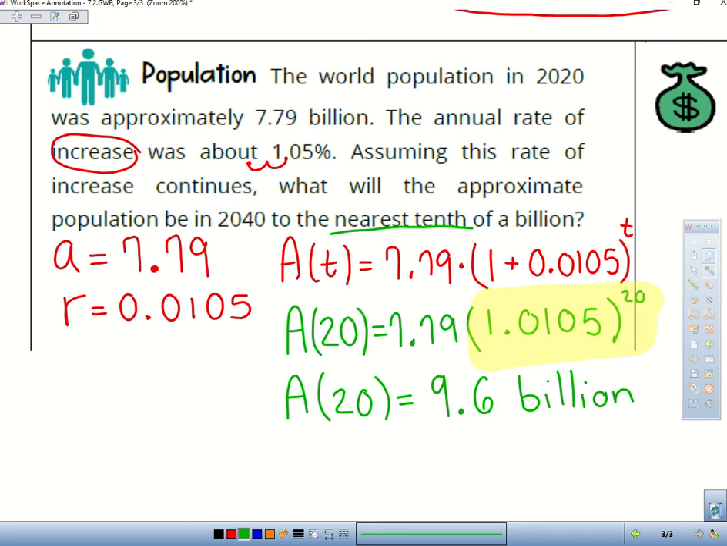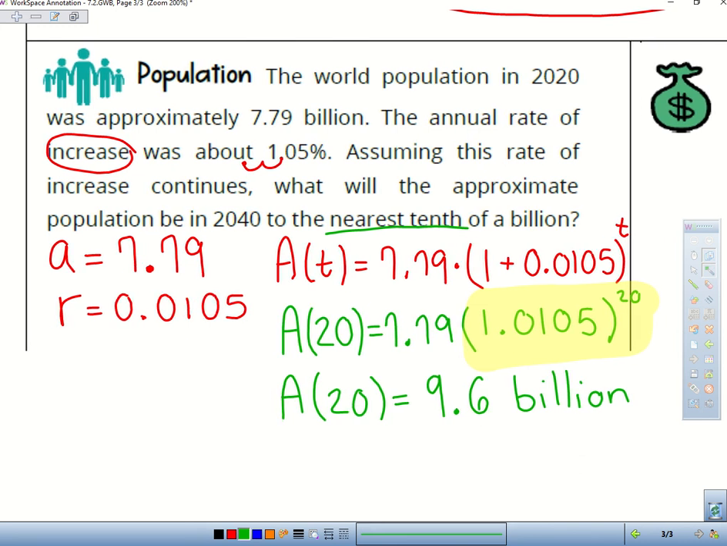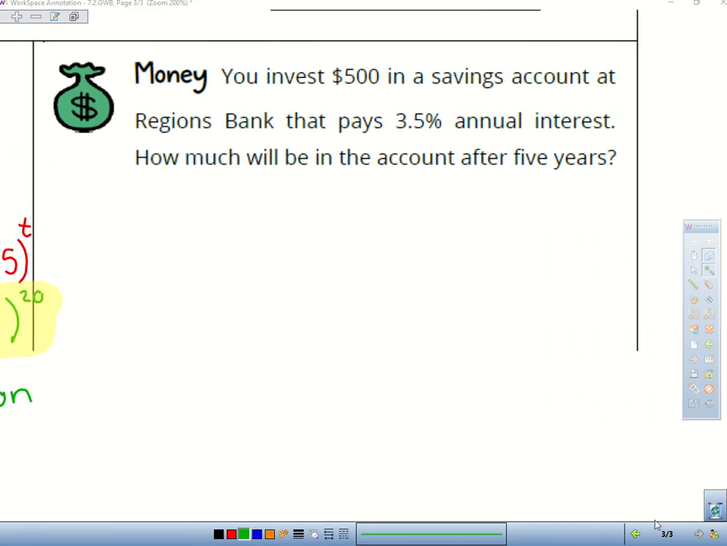Gonna overflow. Anybody have any questions about this so far? Alright. So now we're gonna do a money problem. You invest $500 in a savings account at a regional bank that pays 3.5% annual interest. How much will be in the account after 5 years? So I do want to mention that there are way more complex versions of this problem that can be asked with more complex formulas, but we're keeping it really simple today with annual basic interest, okay? But there are other versions of this that we'll get into.